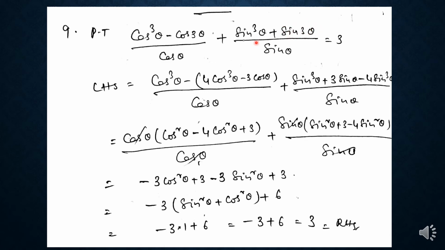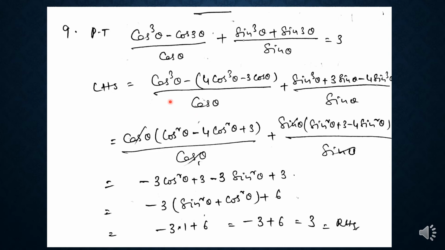So by applying these two formulae, this becomes cos cube theta minus cos 3 theta. What is the cos 3a formula? Cos 3a is equal to 4 cos cube a minus 3 cos a. If we put theta, cos 3 theta can be written as 4 cos cube theta minus 3 cos theta, divided by cos theta. And the next term is sin cube theta plus sin 3 theta. What is the sin 3 theta formula? That is 3 sin theta minus 4 sin cube theta, by sin theta.